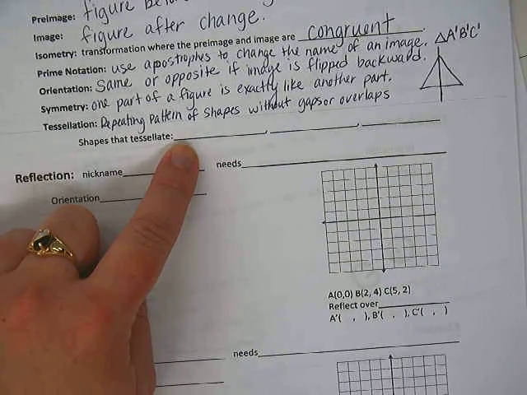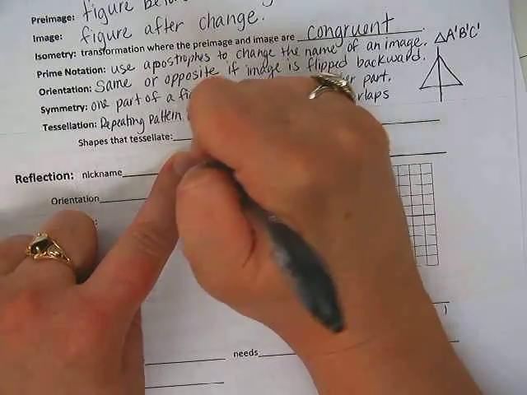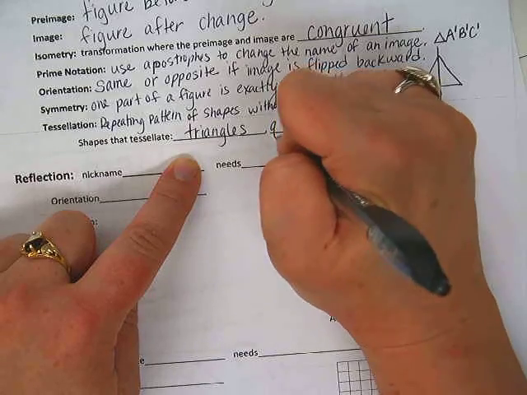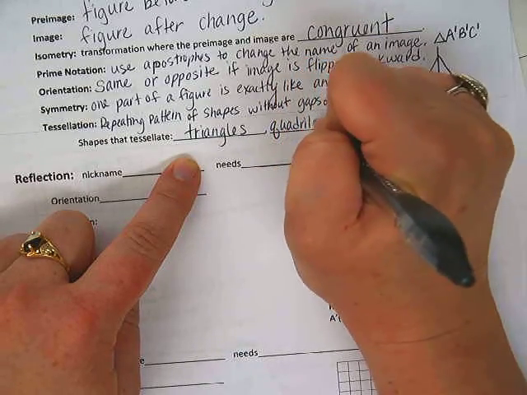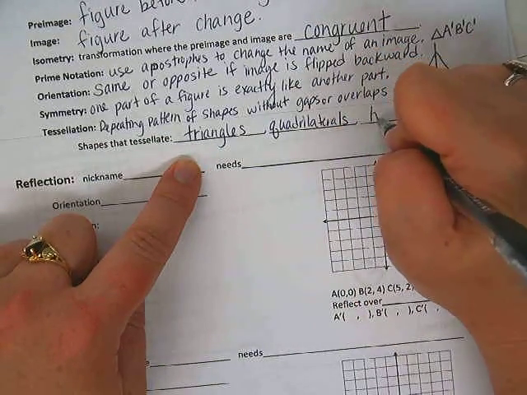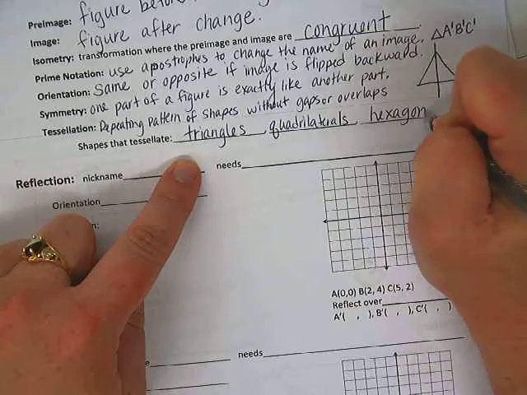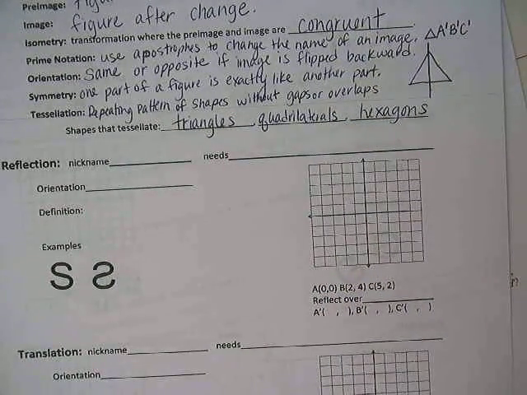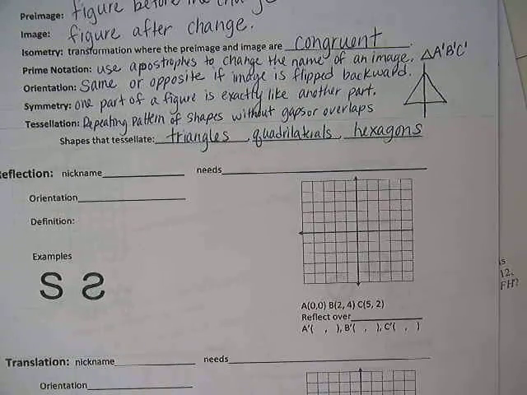For now, though, the important thing is knowing the shapes that can tessellate. There are three different shapes that tessellate. They are triangles, quadrilaterals, so like squares, for example, and hexagons. Triangles, quadrilaterals, so any quadrilateral, kite, trapezoid, rectangle, square, and then any hexagon shape.